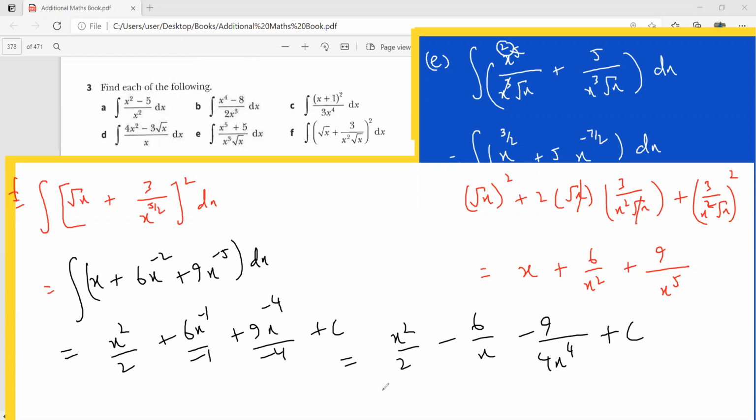That's it. That was the practice on the very first rule of integration, the first technique of integration.